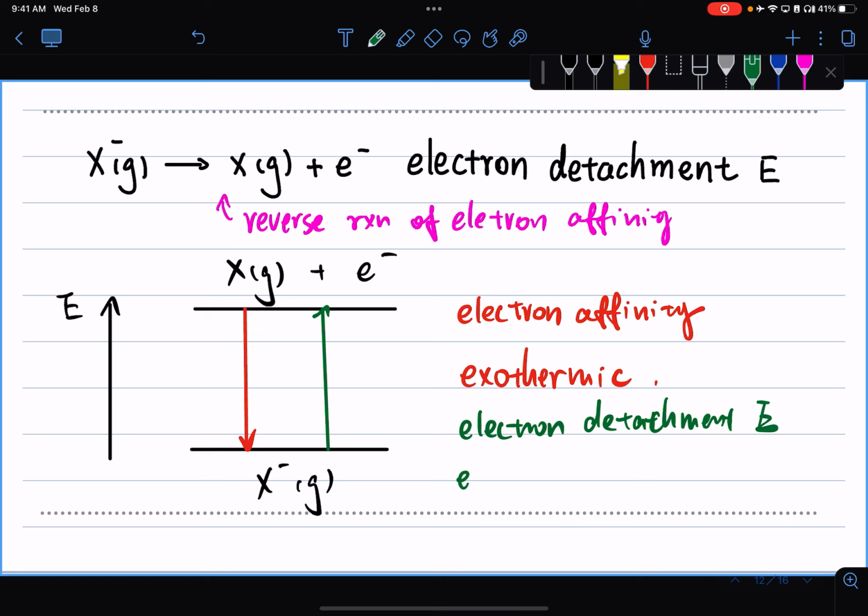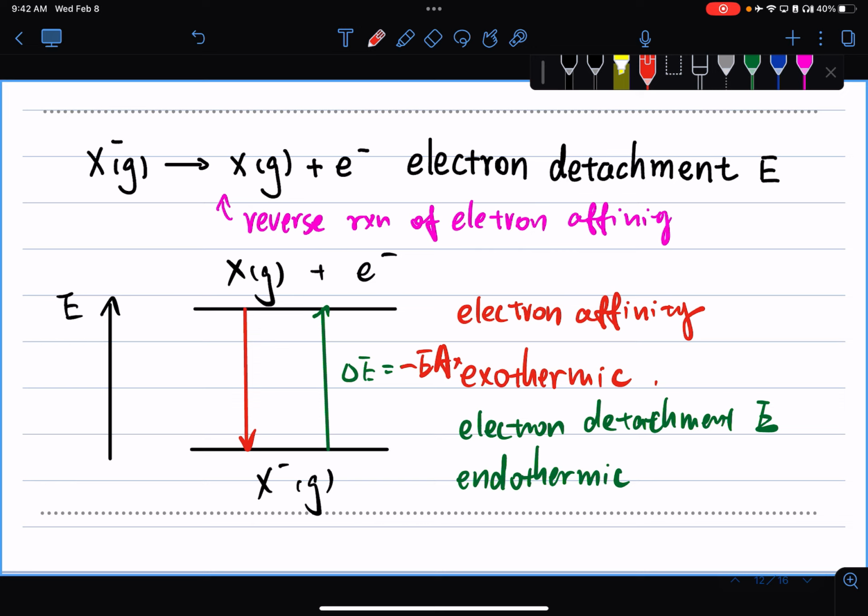And this process is endothermic. And this delta E is equal to negative. So these two are reverse processes. It just depends on where your reactant and product are.